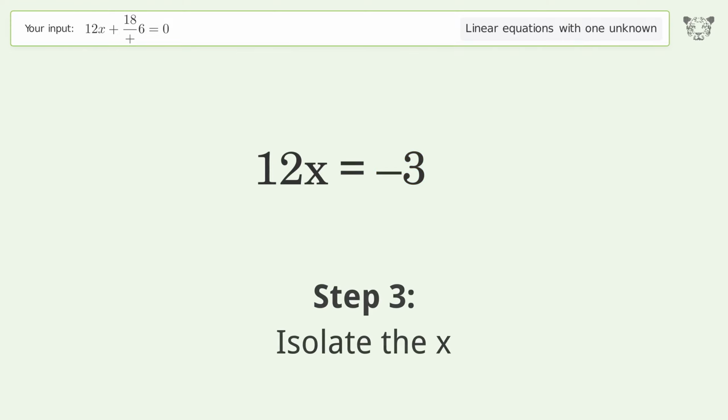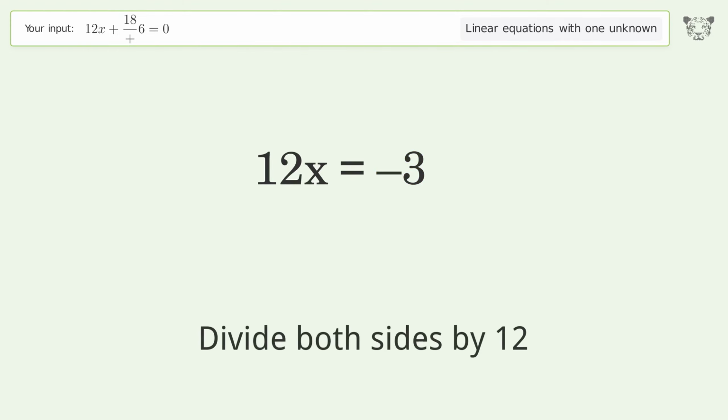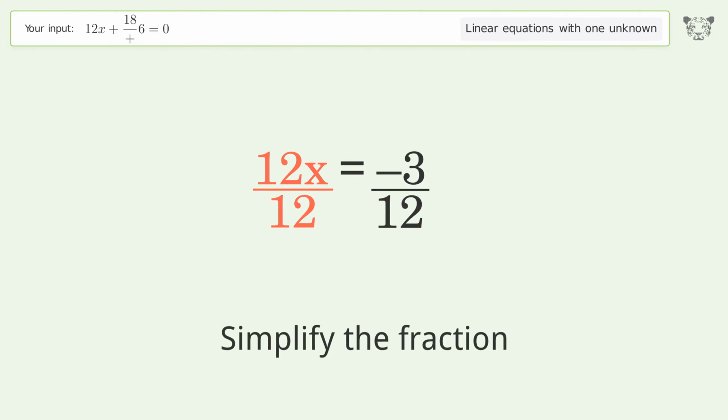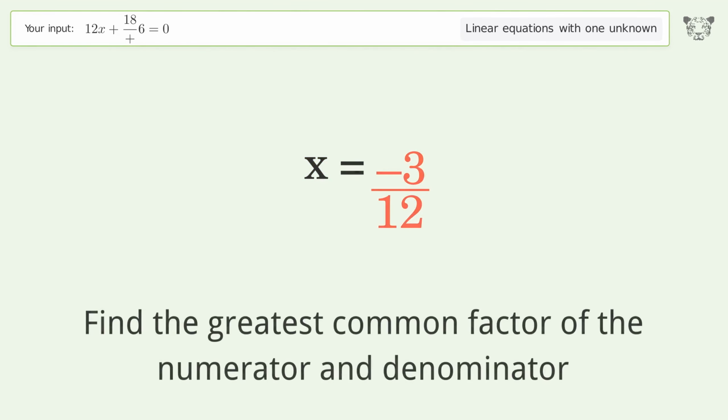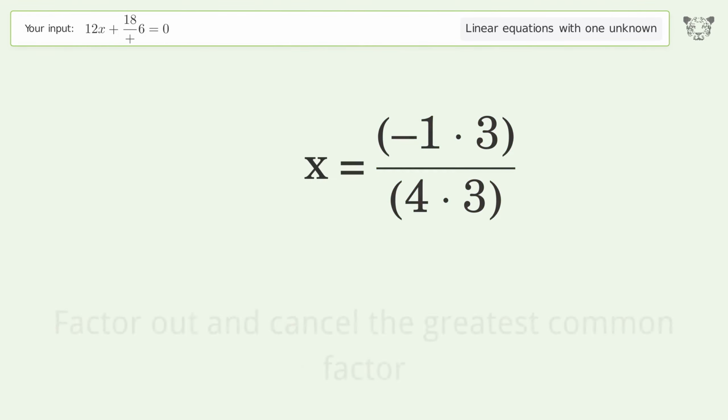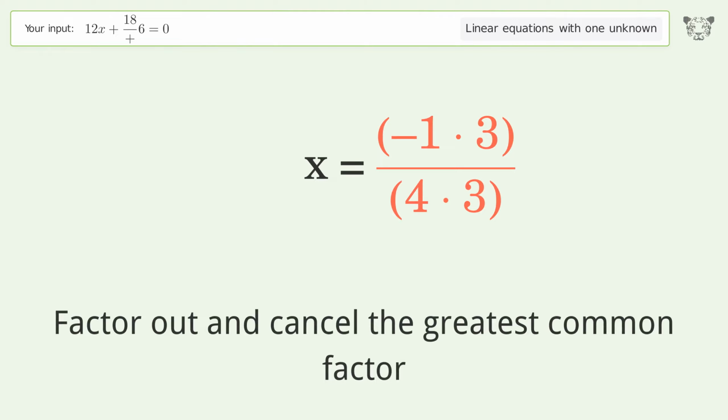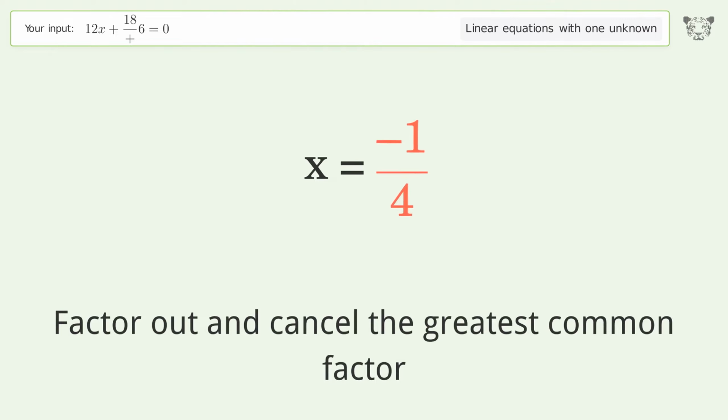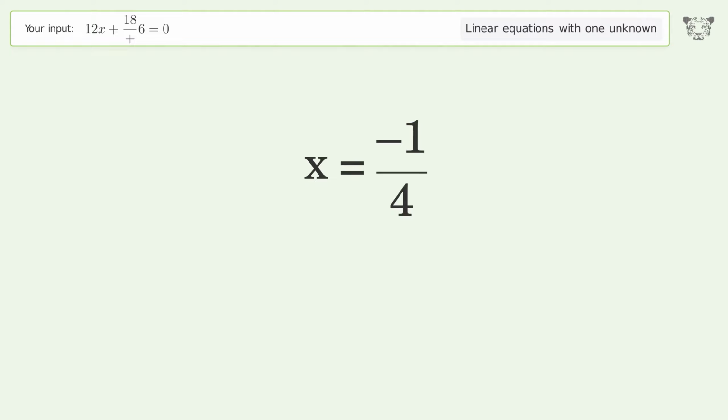Isolate the x. Divide both sides by 12. Simplify the fraction. Find the greatest common factor of the numerator and denominator. Factor out and cancel the greatest common factor. And so the final result is x equals -1/4.